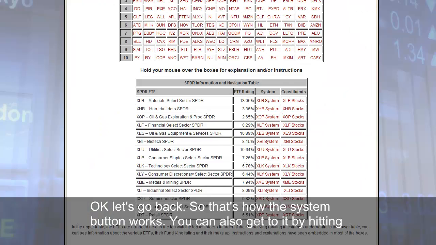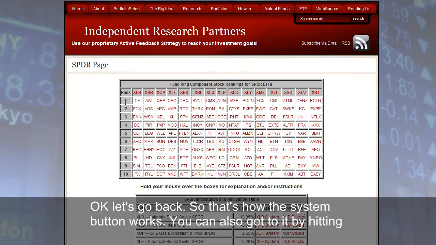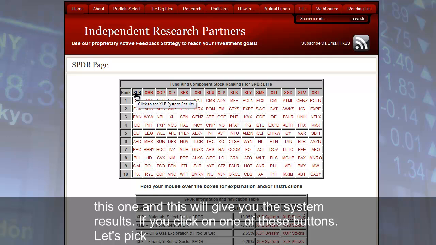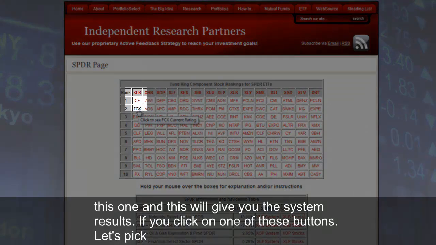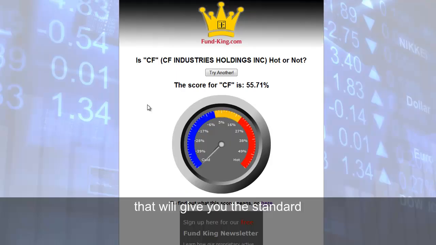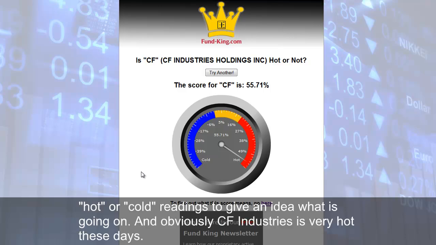Okay, let's go back, and so that's how the system button works. You can also get to it by hitting this one, and this will give you the system results. If you click on one of these buttons, like if you pick CF, that will give you the standard steam gauge hot or cold sort of reading, so it'll give you an idea of what's going on. And obviously CF Industries is very hot these days.